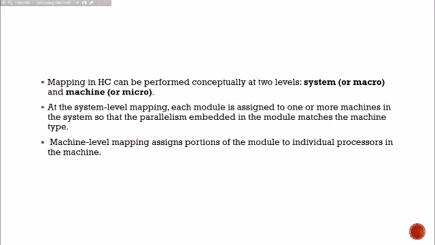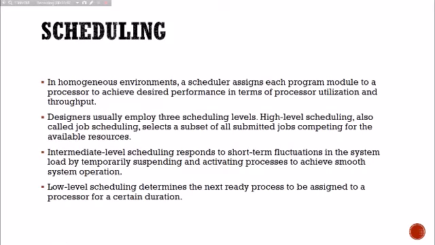Now we'll go for mapping. The mapping problem can be defined as assigning problem modules to the processors so that the total execution time is minimized. So mapping in HC can be performed conceptually at two levels, system and machine. At the system level, each module is assigned to one or more machines in the system so that the parallelism embedded in the module matches the machine type. And machine level mapping assigns portions of the module to individual processors in the machine.